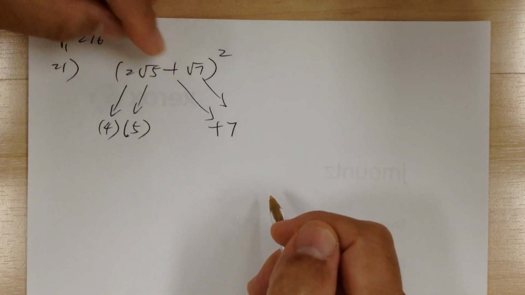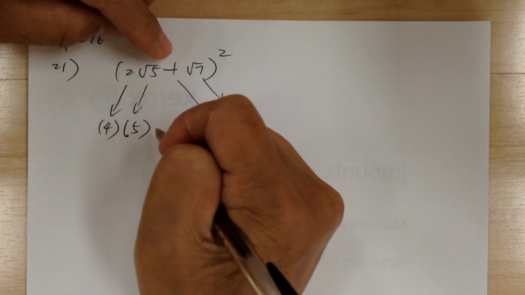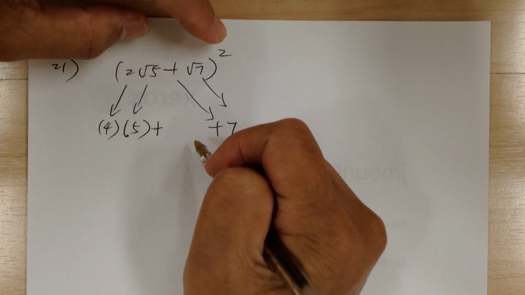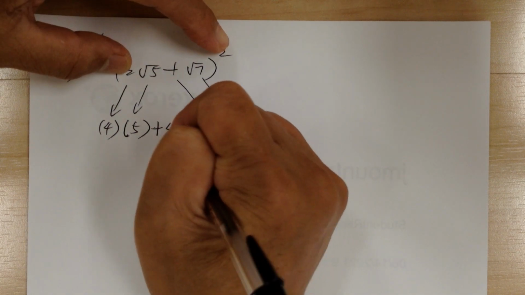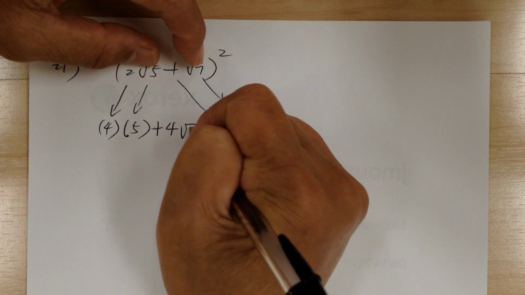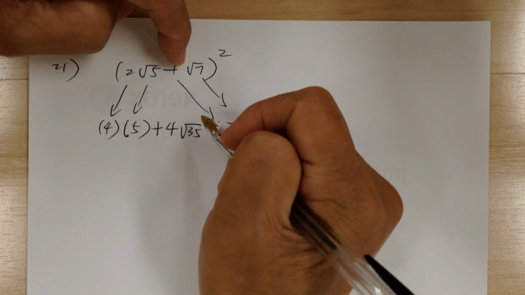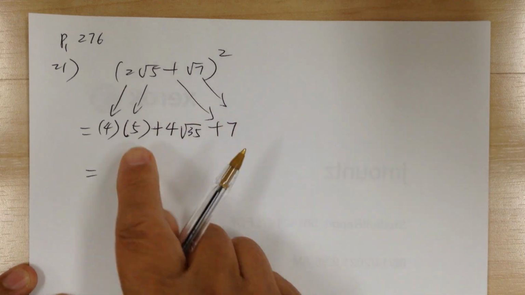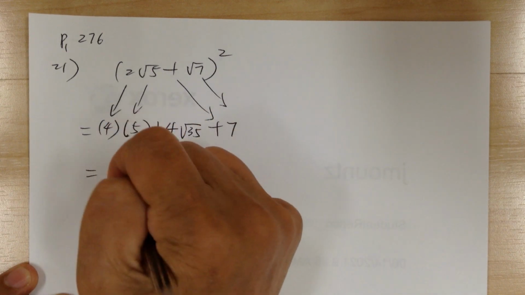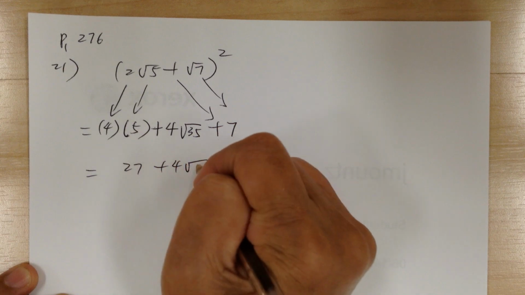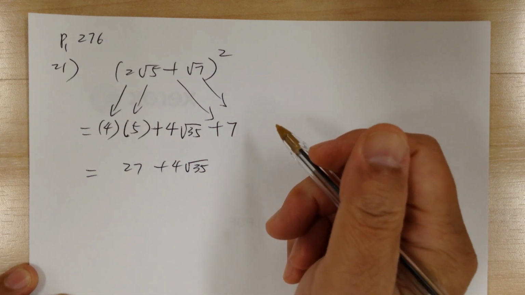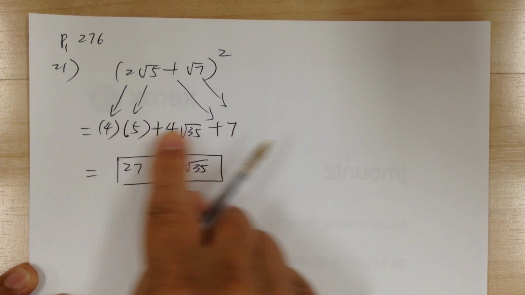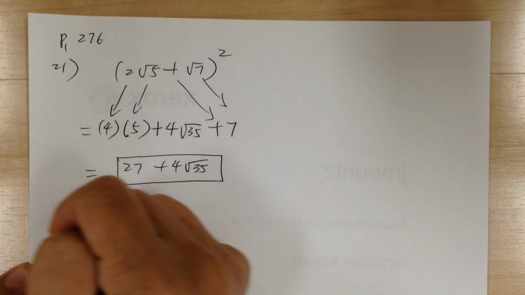So you square each part, but remember you have to have a middle term. So the sign is plus. The integer would be 2 times 2 is 4. The radicand would be 5 times 7 is 35. So multiply all this together and you get that. Now you can go and add this together. So 20 plus 7 will give you 27. And that's it.